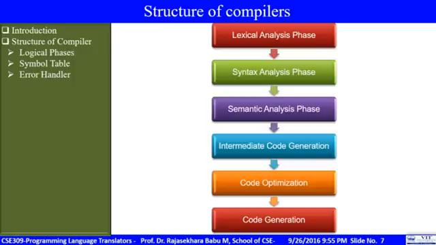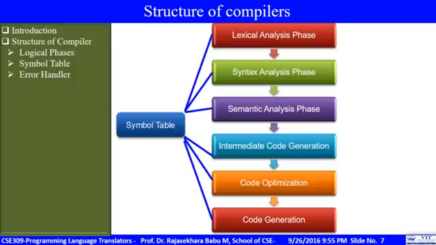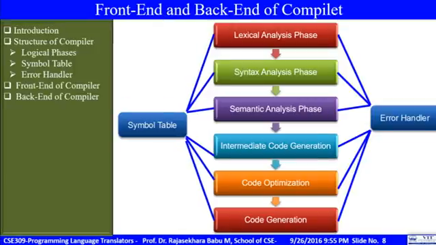Let us see these one by one. Before that, all these phases are connected to the symbol table and the error handler. The symbol table is just like a database where it stores all the information about the source program, its structure, its meaning, and additional information. Everything will be stored in the symbol table.